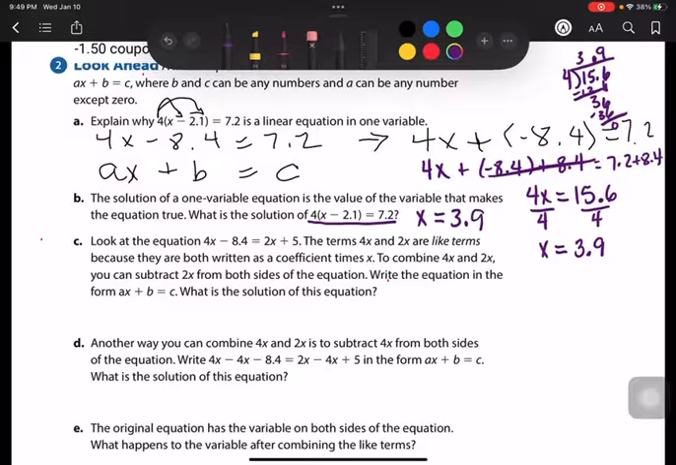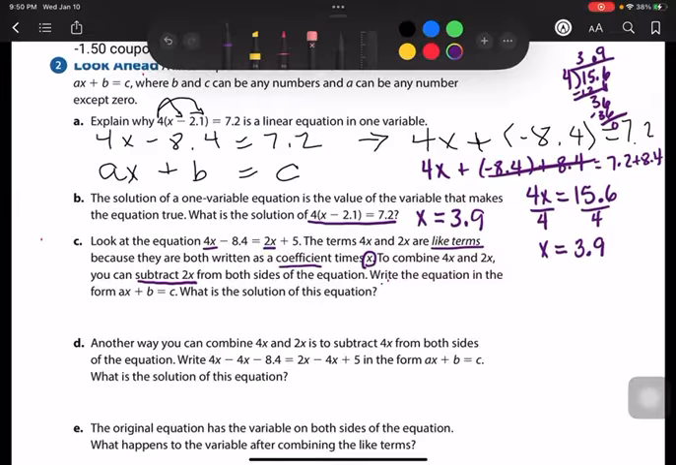All right, letter C. Look at the equation 4x minus 8.4 equals 2x plus 5. It says the terms 2x and 4x are like terms because they both have coefficients with the same variable x. Because they both have an x, that makes them like terms. To combine 4x and 2x, they're on opposite sides of the equal sign, so you're going to subtract 2x from both sides.